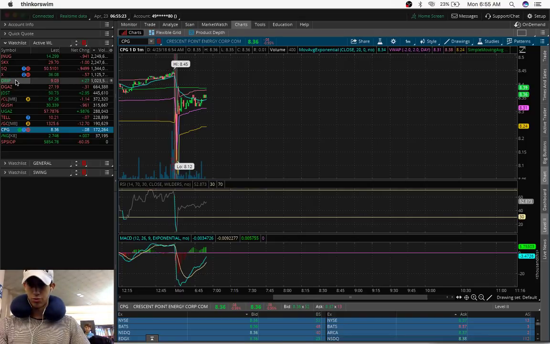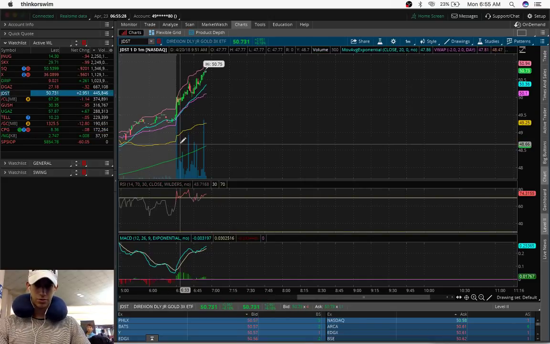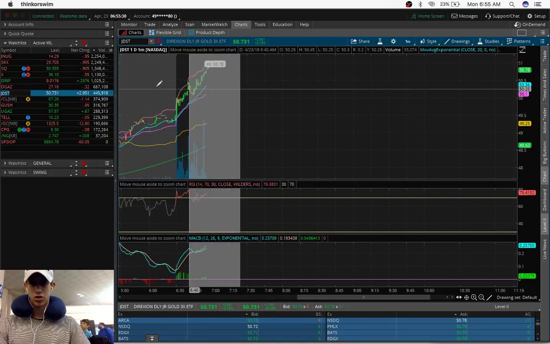JDST. Wow, Drip pulled back pretty aggressively. JDST is still actively trending up. I want to see how this one's pushing. Yeah, JDST is showing a very strong up pattern.